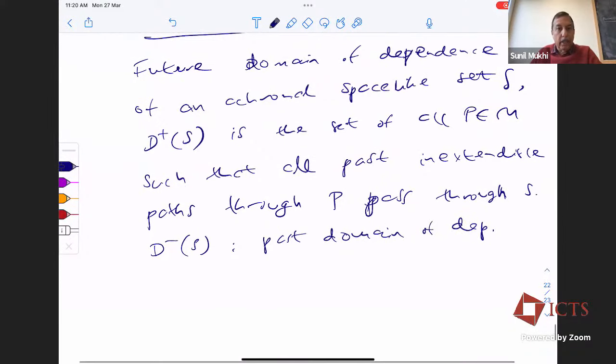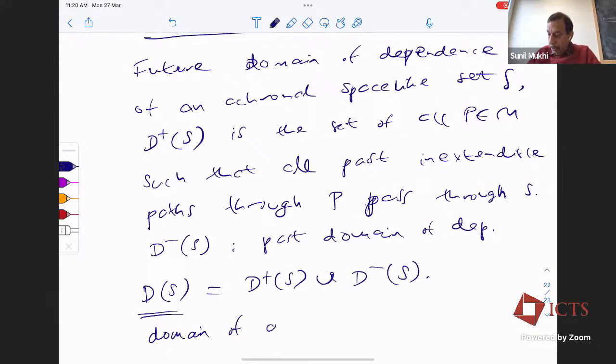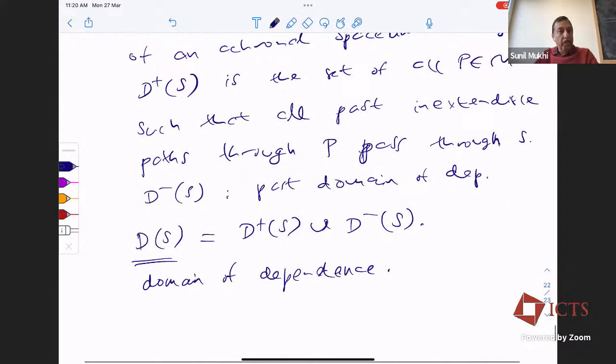And we can take the union of the two. The full domain of dependence, D of S, is D plus of S union D minus of S. That's the domain of dependence. So domain of dependence is associated to any set. That could even be a single point, or it could be any subset of M.